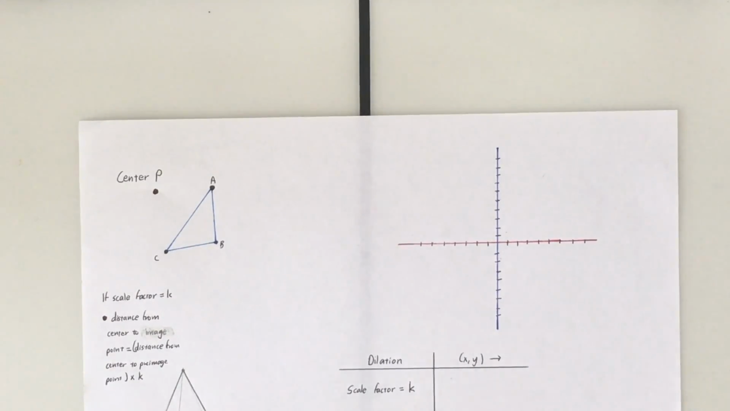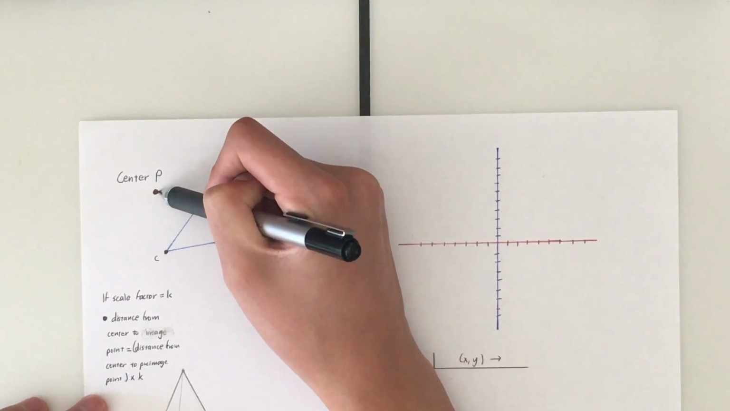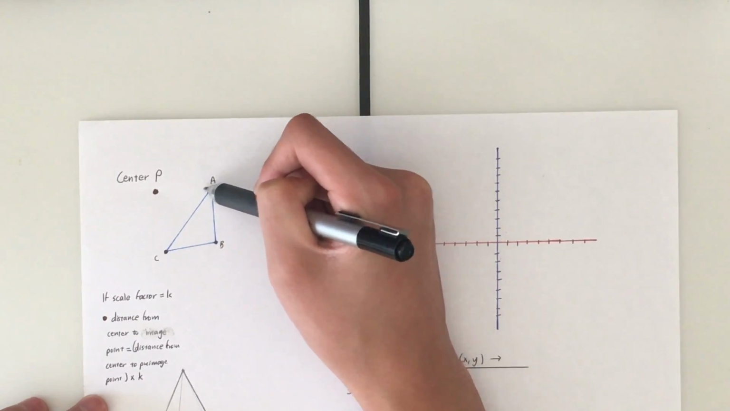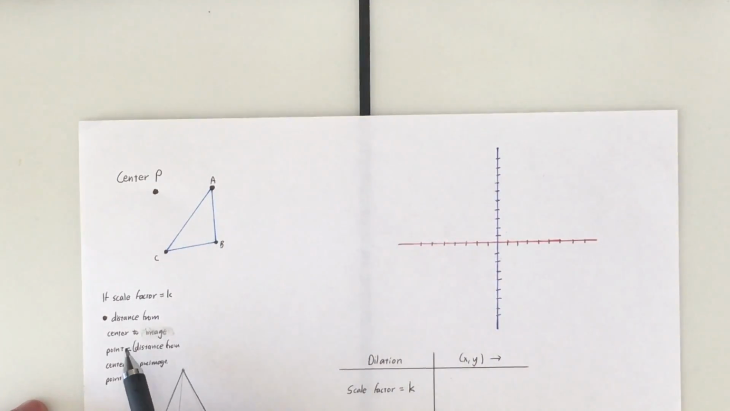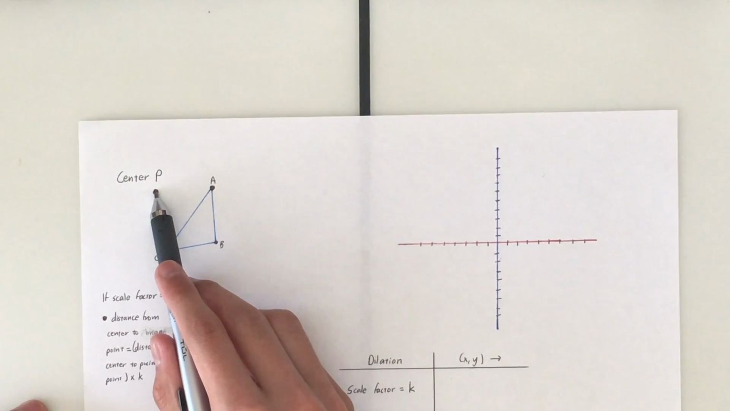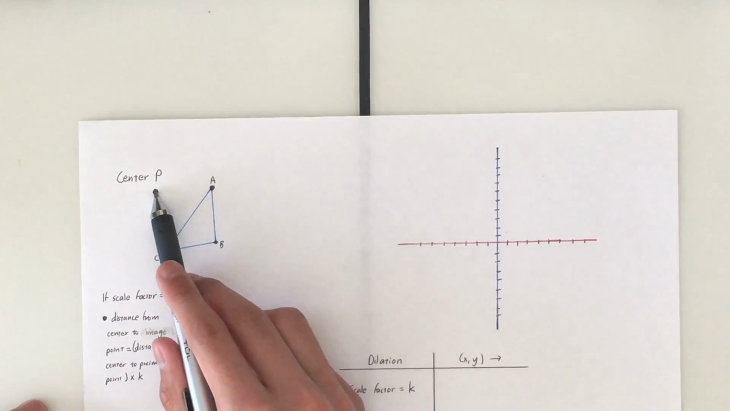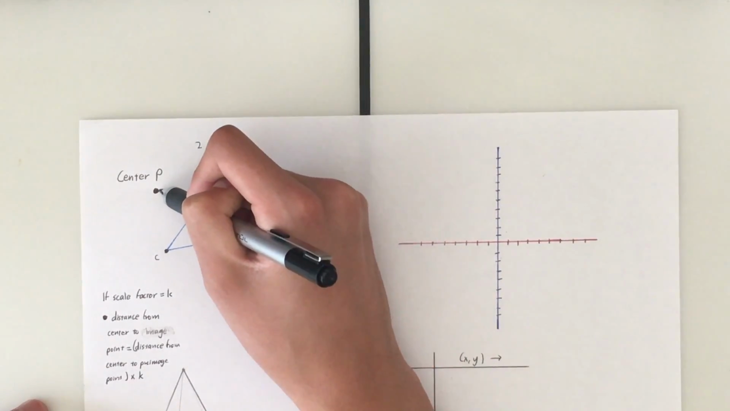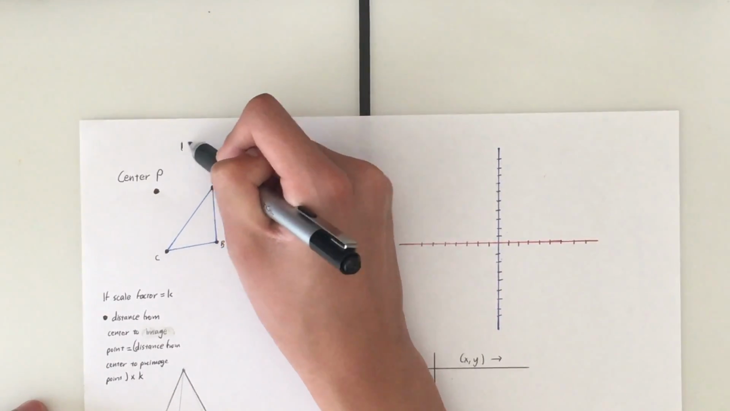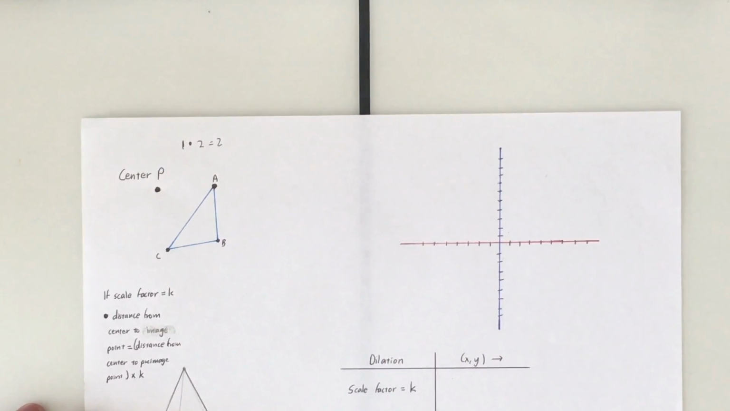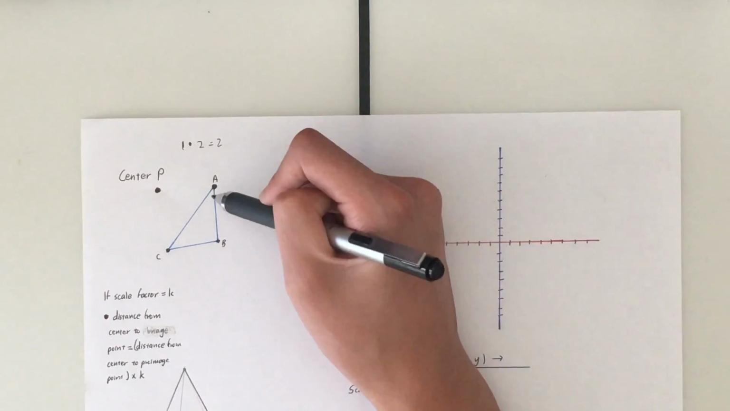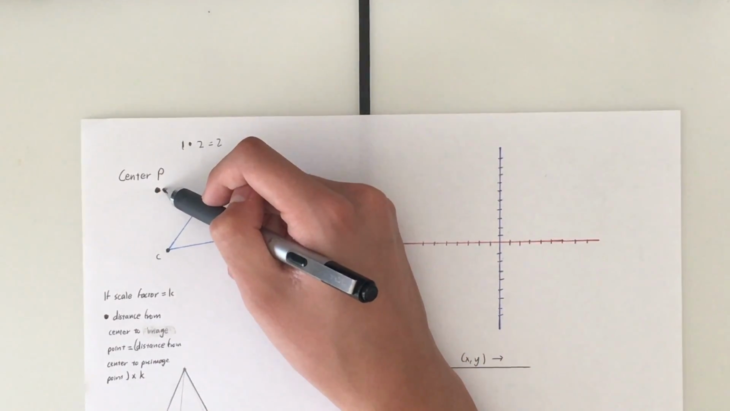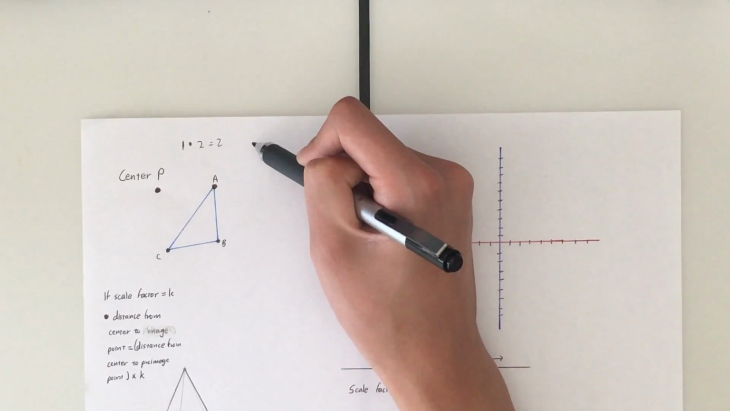So let's say that this distance right here, PA, is 1 inch. Then the distance from the center to whatever the image point would be is PA times the scale factor. So if the scale factor was 2, then the distance from the center to the image point would be 1 times 2 equals 2. So let's try and practice once here. So let's say we want to dilate this triangle from the point of P with scale factor of 2.